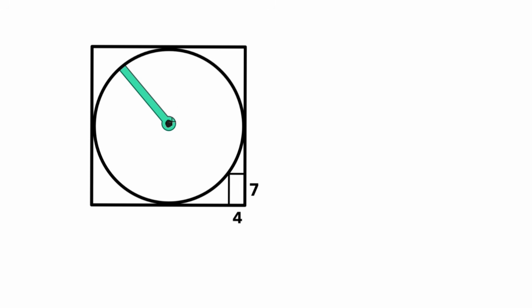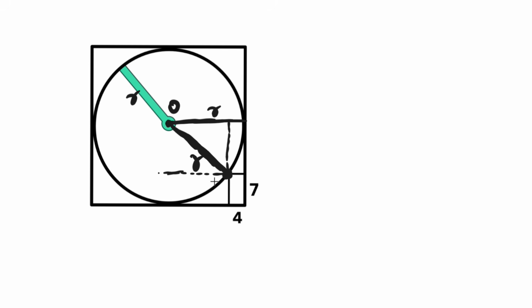Let's call the center of the circle O, and let the radius be R. Now, draw a segment from the center O to the lower right corner because that corner lies on the circle. The distance from O to that corner is exactly the radius. So this entire segment has length R. Now, we want to break this segment into horizontal and vertical pieces so that we can form a right triangle.